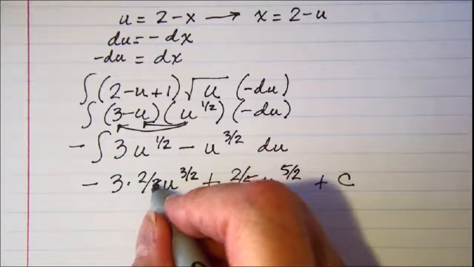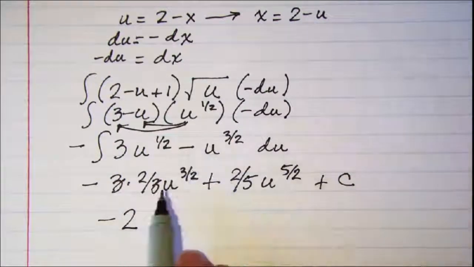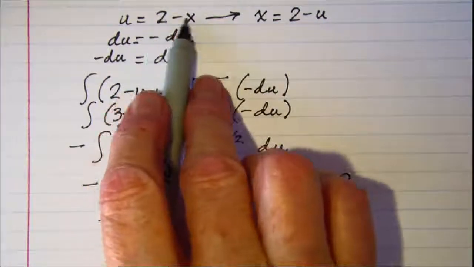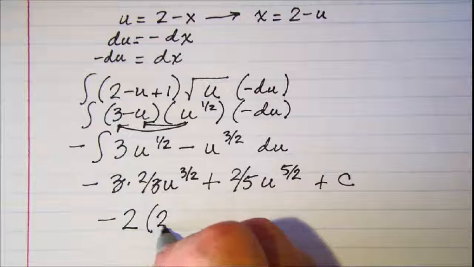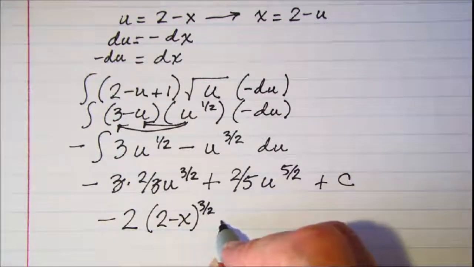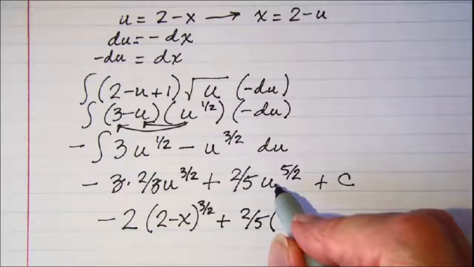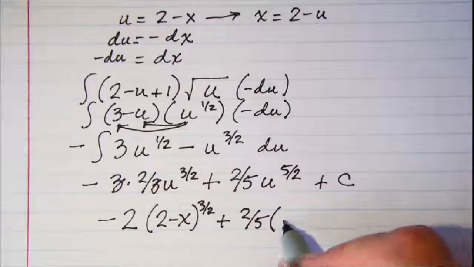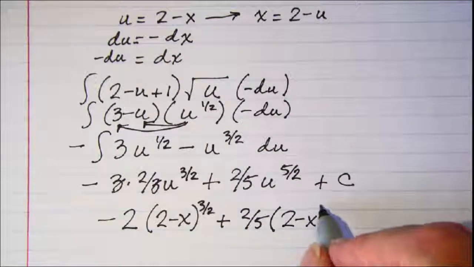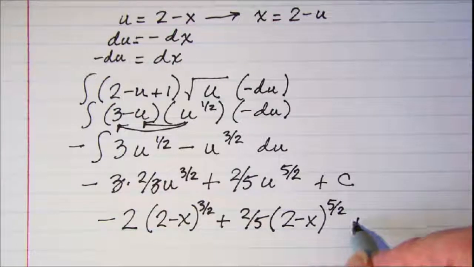These 3's will cancel, so I have a negative 2, and in place of u I need to put back in 2 minus x to the 3/2, plus 2/5, and then in place of this u, 2 minus x to the 5/2, plus constant.